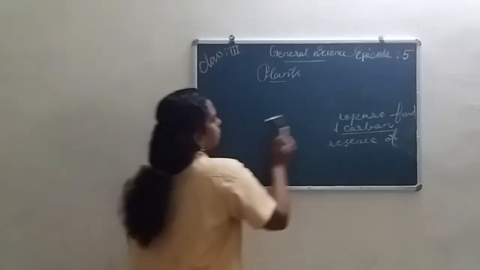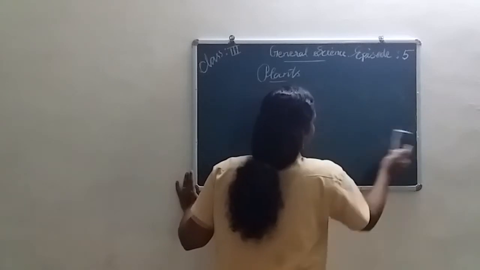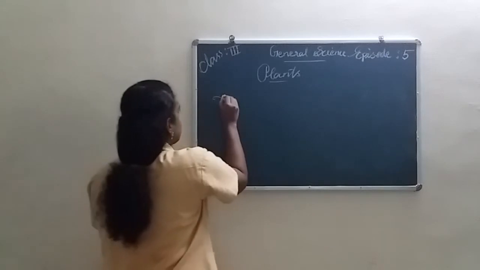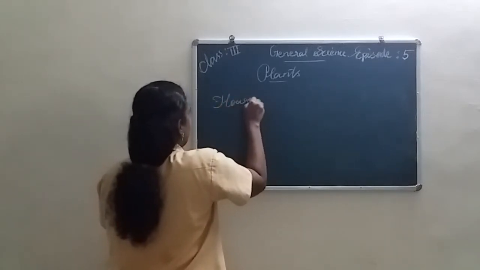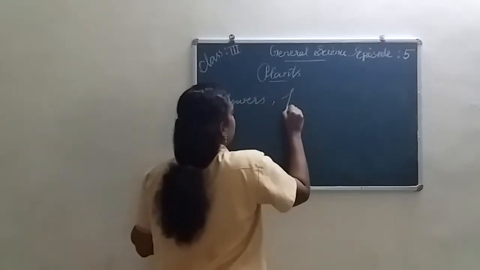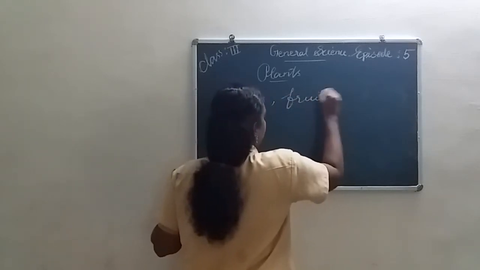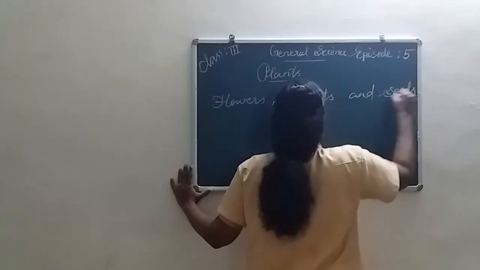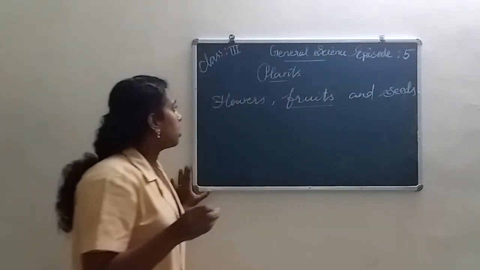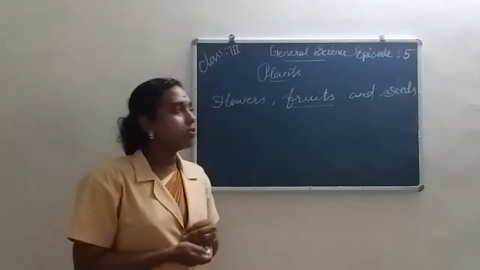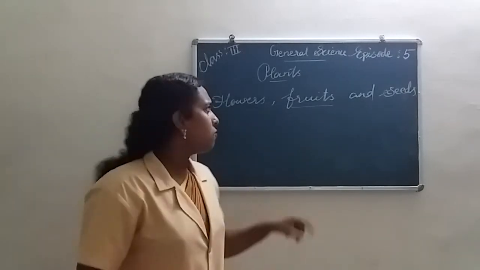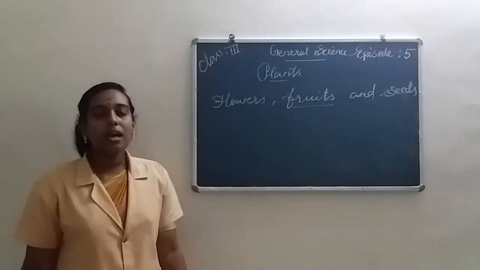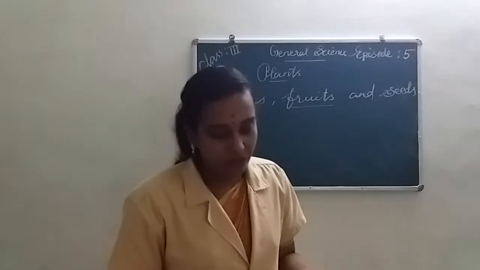And the next part of the shoot: the parts of the shoot are flowers, fruits and seeds. Do we see different types of flowers and fruits in our surroundings? So flowers are the most beautiful part of a plant.